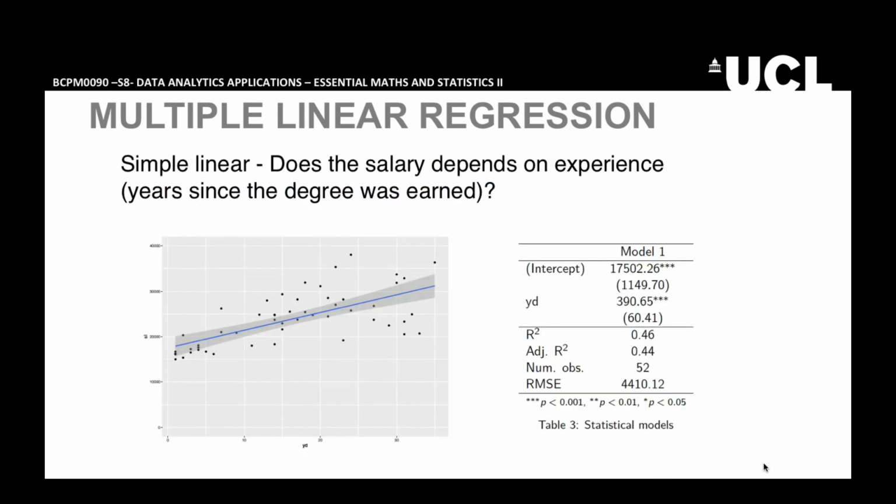So following this dataset, an example of a simple linear regression would be this question: does the salary depend on experience? And by observing and making the calculation, we can see that there is a significant correlation between the salary and the years since the degree was earned. It means the experience. But here we are still comparing two variables.